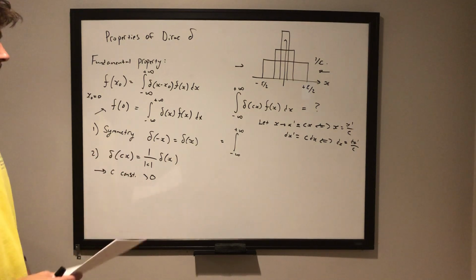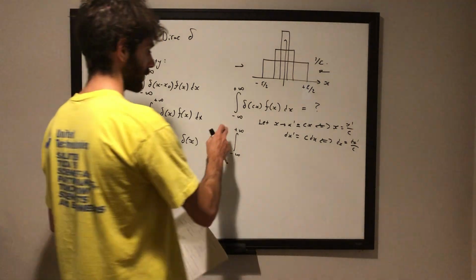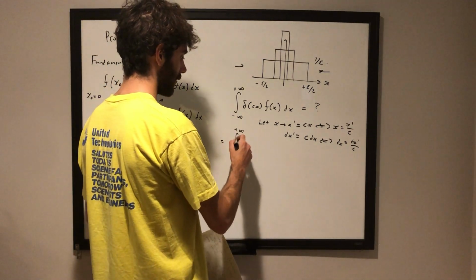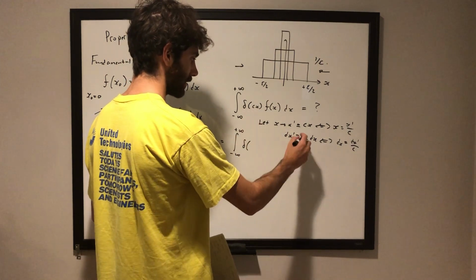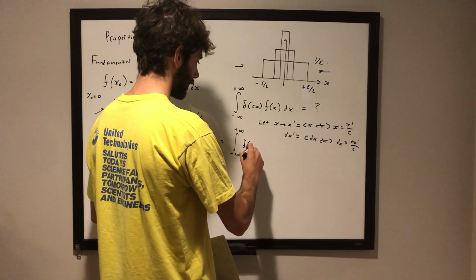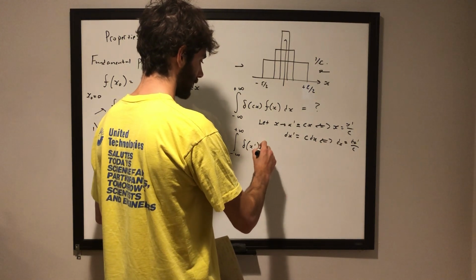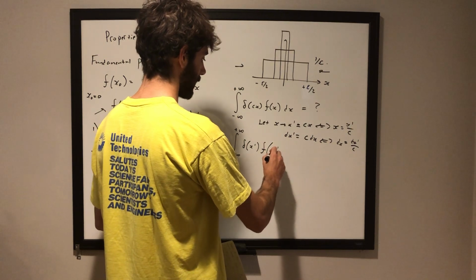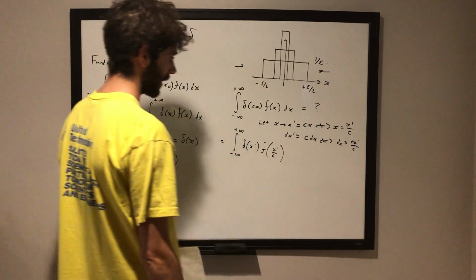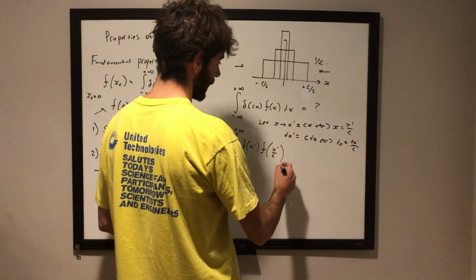and to show the general way in which this kind of pattern emerges. So continuing now, so we're changing variables. So we now change the bounds. This becomes delta of x prime, since cx goes to x prime, and f of x goes to f of x prime over c. And then dx becomes dx prime over c.